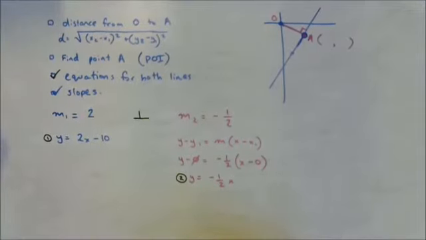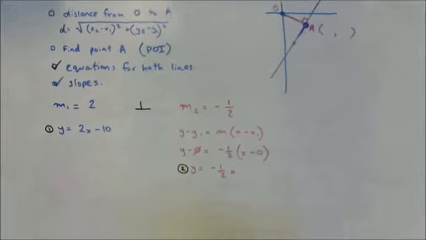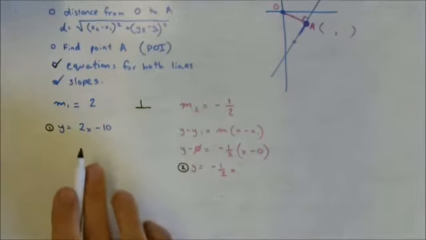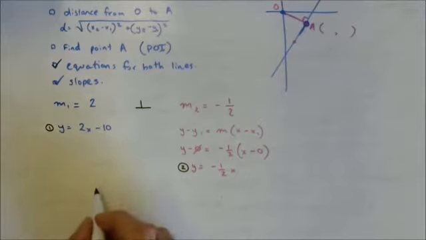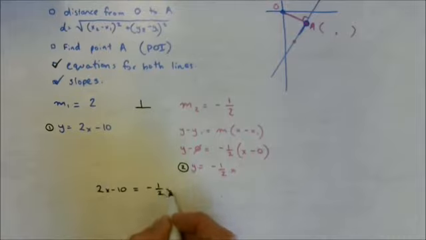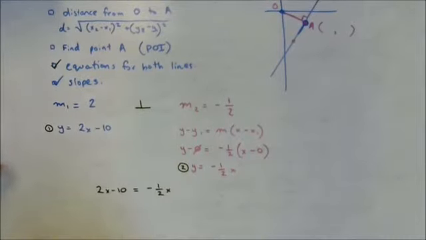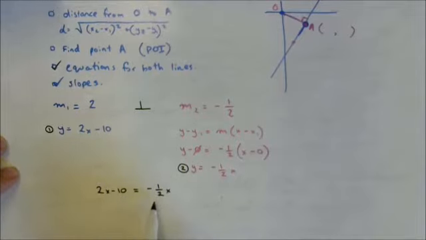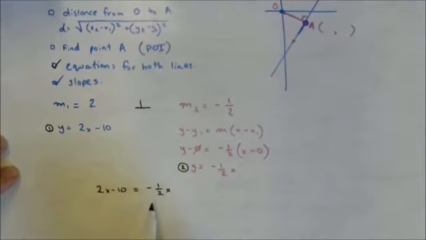What strategies do you have for that? What would you like to use? Substitution. Okay, we know y is this, and we know y is this. What does that tell us? It tells us that 2x minus 10 is equal to negative 1/2 x. Okay, I'm going to add half of an x to my left side. Another way to do this is if I don't like this fraction, I could multiply everything in the equation by 2, and that would eliminate the fraction. Which way do you prefer? Get rid of the fraction.